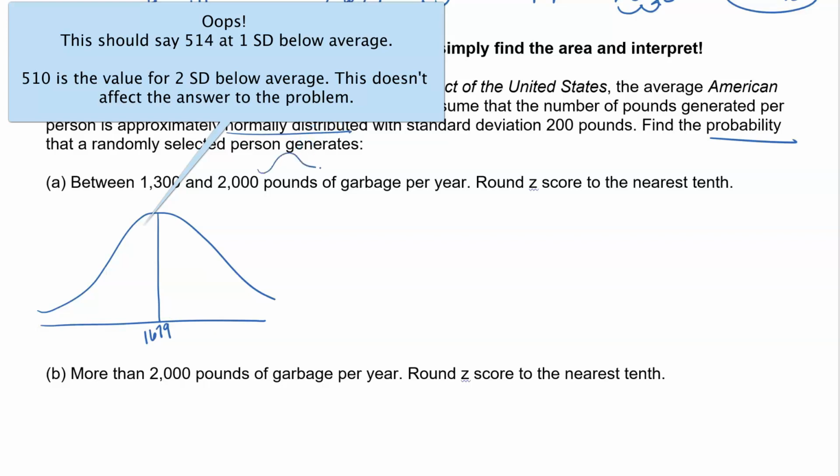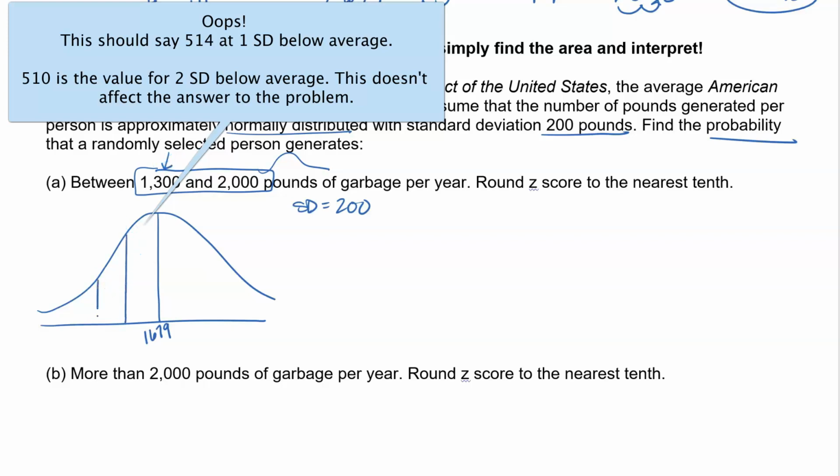So that means we can draw this curve and use our table. And it has a standard deviation of 200 pounds. Okay, find the probability that a person generates between 1,300 and 2,000 pounds. So you're going to need to figure out where those are on the table. Now, if 1679 is in the middle, 1,300, that's less than that.